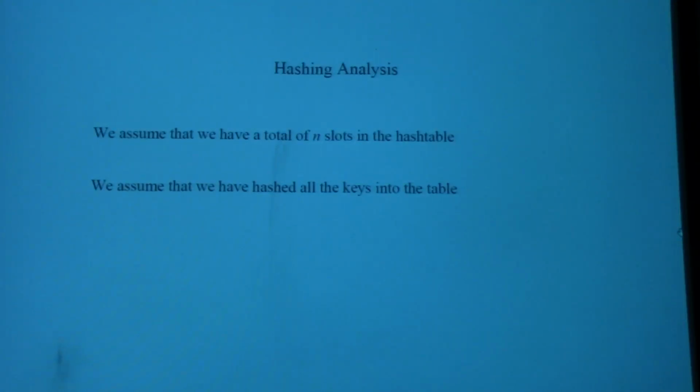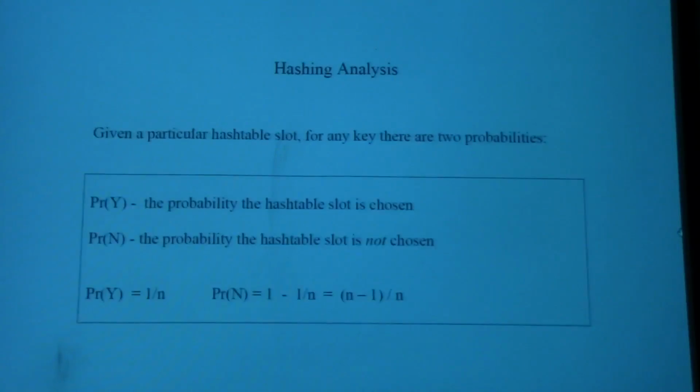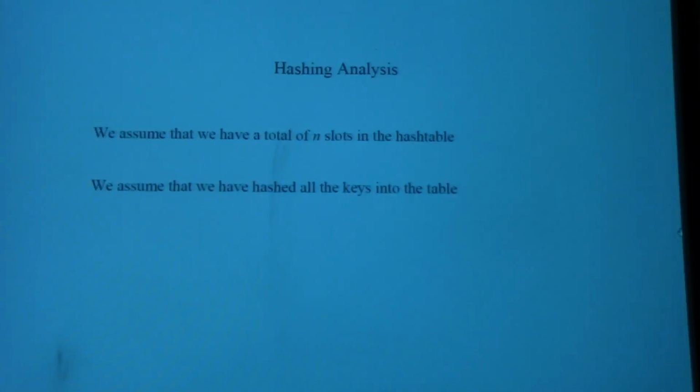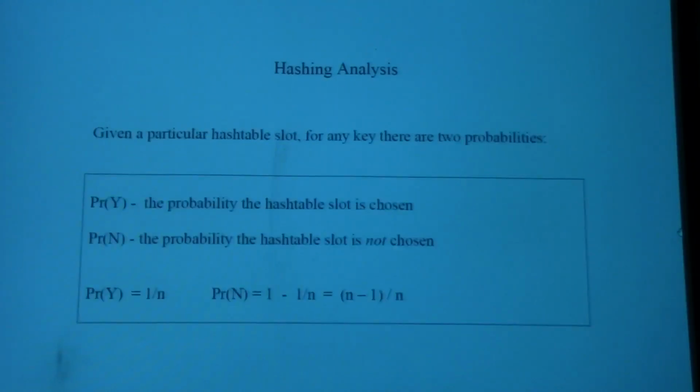Okay, so now we're going to get into some interesting statistical analysis. This is the assumption that we're going to take. We assume that we have a total of n slots in the hash table. So we're just going to assume a linear hash table of slots. We assume that we have hashed all the keys into the table using a hashing function. Now, we're going to assume that our hashing function is a good one, meaning that every slot has an equal probability of being selected by the hashing function.